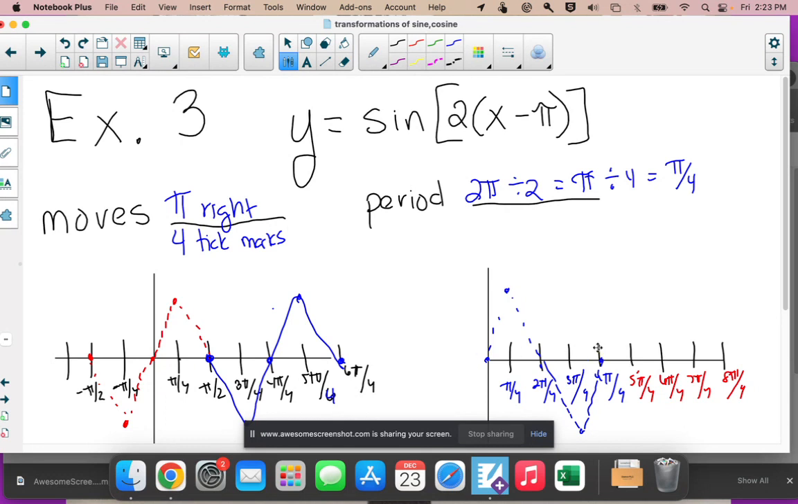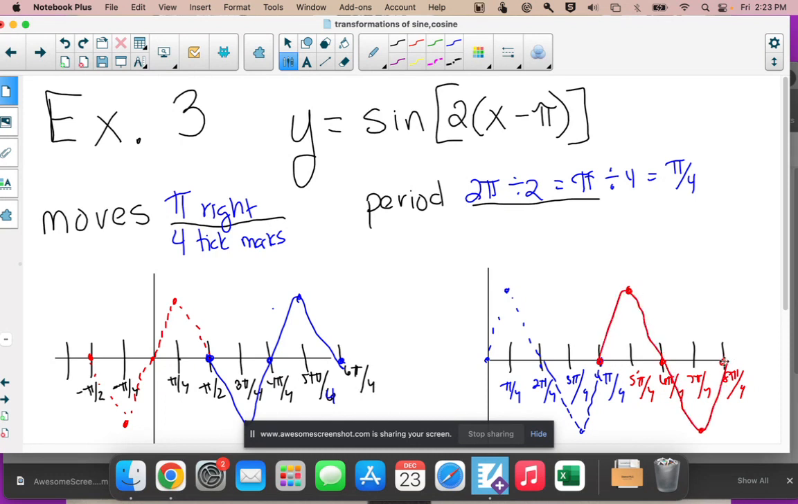Okay, so everything gets moved 4 ticks to the right. So 1, 2, 3, 4. And we're still following that same pattern that sine does because we haven't changed the midline or the amplitude. And then down to 1, negative 1, and then back up to 0. So this is my new function.